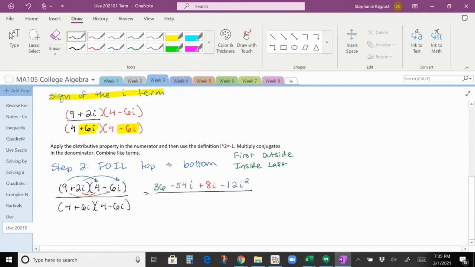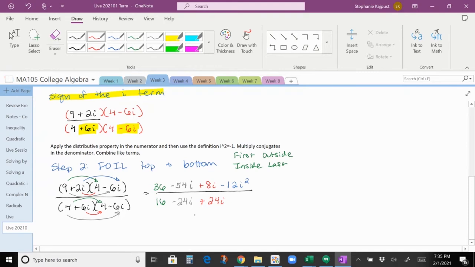And so now I'm also going to FOIL on the bottom, and this is where you'll see why we multiplied specifically this way. So first terms, 4 times 4 is 16. Then the outside, 4 times negative 6i, so that's negative 24i. And then the inside is 6i times 4, and that gives us a positive 24i.